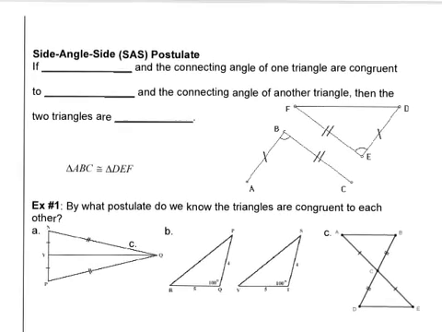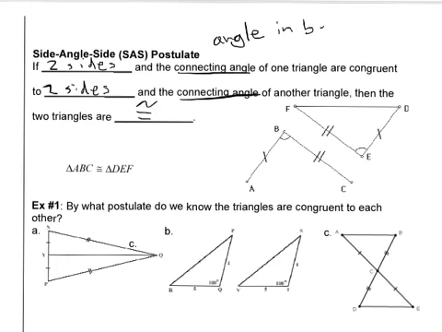So this is the side angle side postulate. So we could have three sides, or we could have a side angle side. And this is if two sides and the connecting angle of one triangle are congruent to two sides and the connecting angle of another triangle, then the two triangles are congruent. And what they mean by connecting angle is the angle in between.